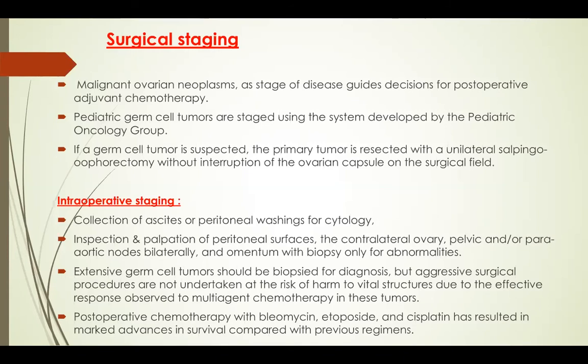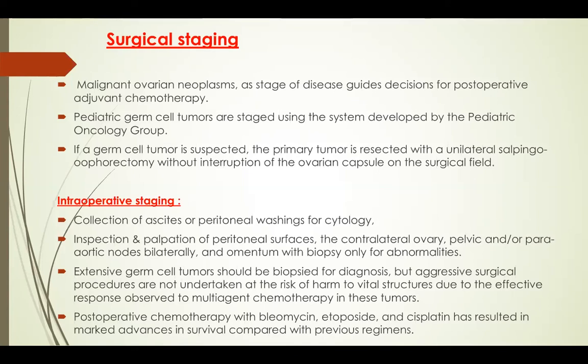Intraoperative staging includes collection of ascites, peritoneal washing for cytology, inspection and palpation of the peritoneum, contralateral ovary, pelvic and para-aortic lymph nodes bilaterally, and omentum with biopsy only if abnormality. So if you inspect the omentum and there is anything abnormal or suspicious, please biopsy it.